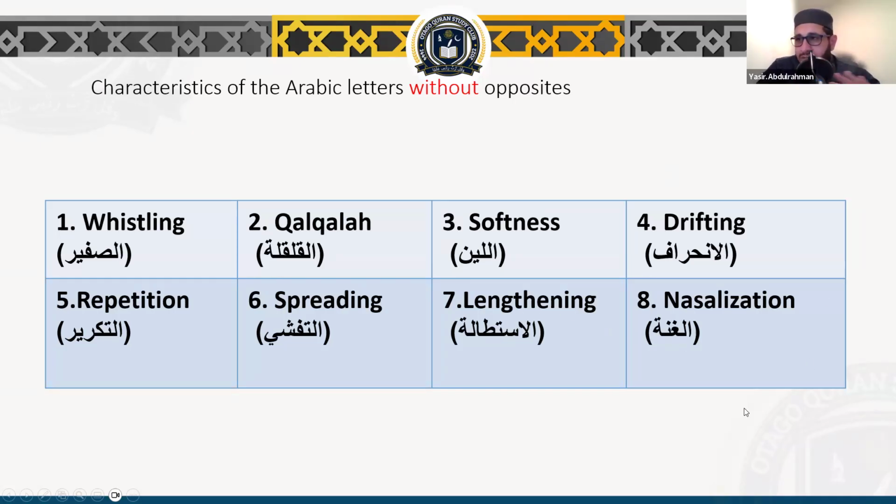So lots of acronyms, lots of things. You don't have to stress too much because we're going to go through each one of them separately and understand all of it, inshallah.